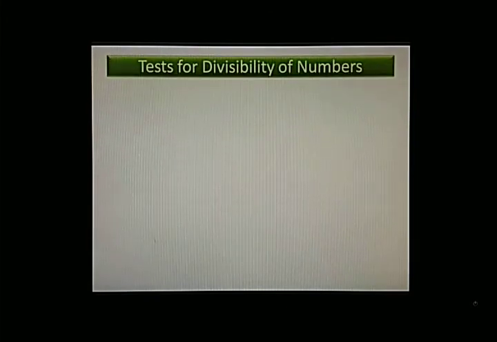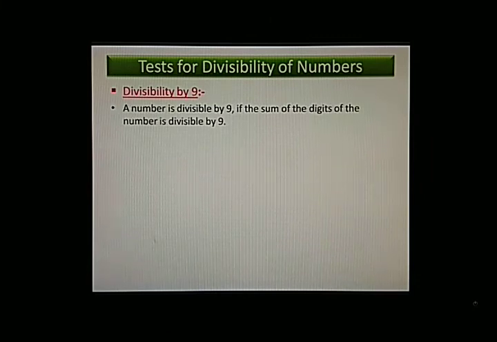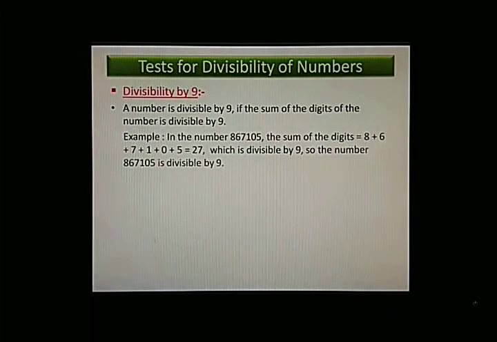Now next is divisibility by 9. In order that a number is divisible by 9, it is again somewhat similar to divisibility by 3. What you have to do is take the sum of all the digits, and if that sum is a multiple of 9, or you can say divisible by 9, then only we can say that the number is divisible by 9.